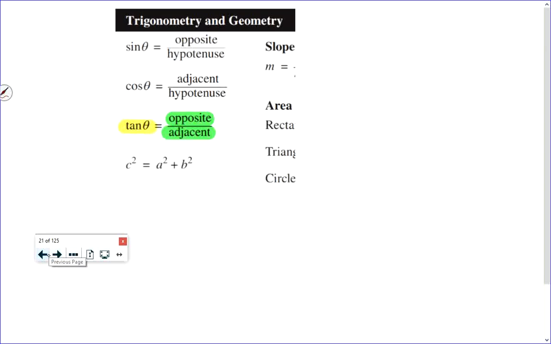Tangent is opposite over adjacent. I guess I'm pointing out to you, and I don't know if I did this on Friday, that this is on your formula sheet. There's a section on the physics formula sheet called trigonometry and geometry. And there's all kinds of other stuff. There's your formula for slope, areas of rectangles and triangles and circles. But in the end, SOHCAHTOA is on there. There are also some other trigonometry formulas, but you haven't learned about them yet unless you've taken Math 20.